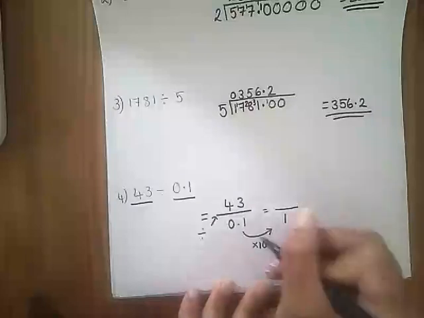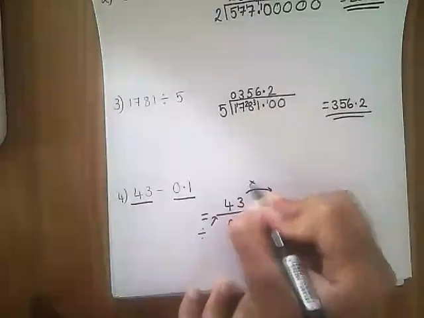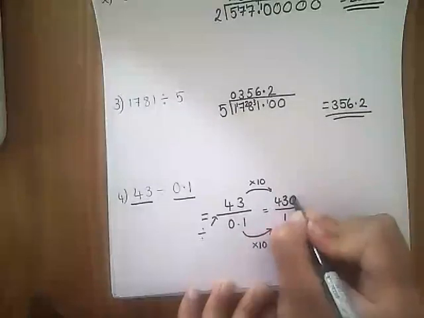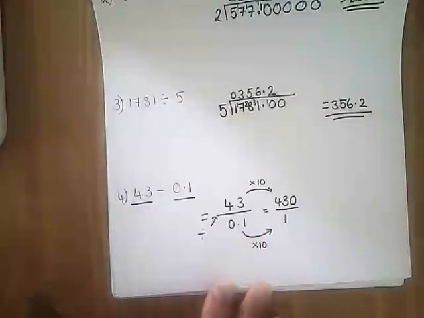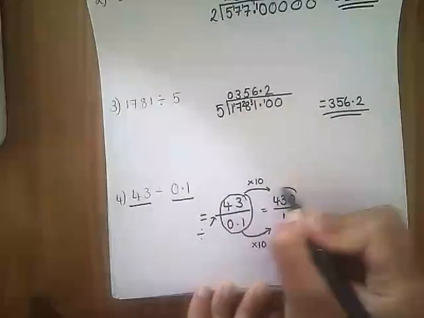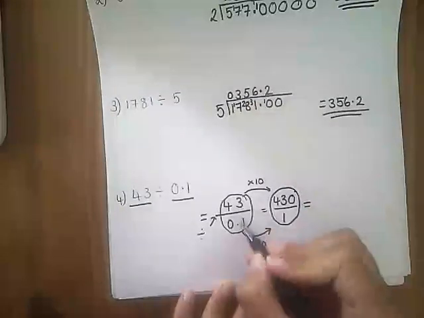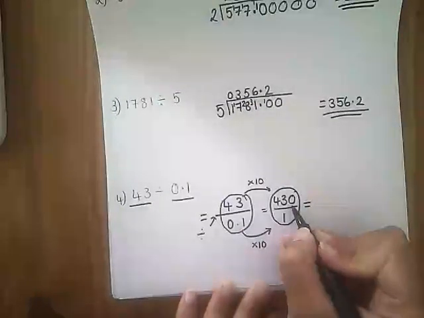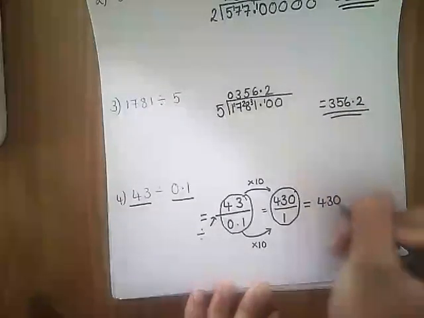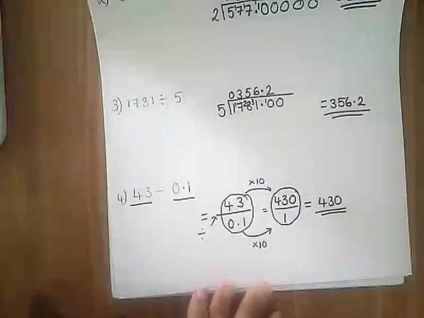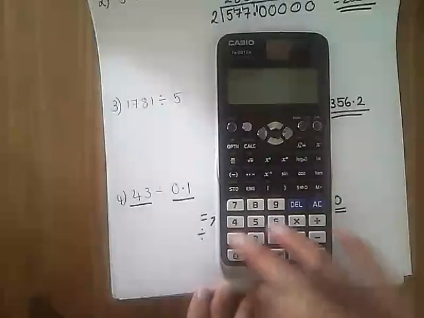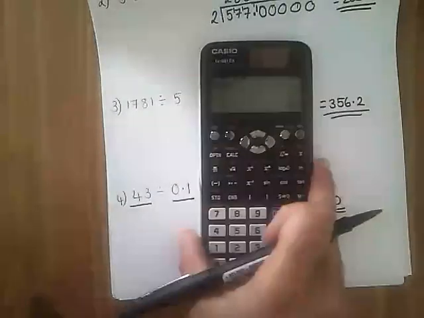If I've done that to the bottom, I've got to do it to the top, because then it is an equivalent fraction. They are equal. And if I times 43 by 10, I get 430. Now, this sum is equal to this sum. So 43 divided by 0.1 is the same as doing 430 divided by 1. And 430 divided by 1, how many 1s are in 430? It's 430. You can check it in case you don't believe me. 43 divided by 0.1, 430.